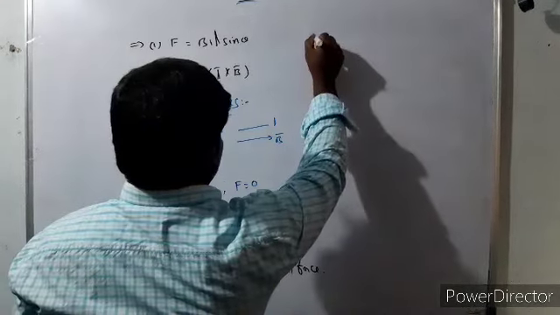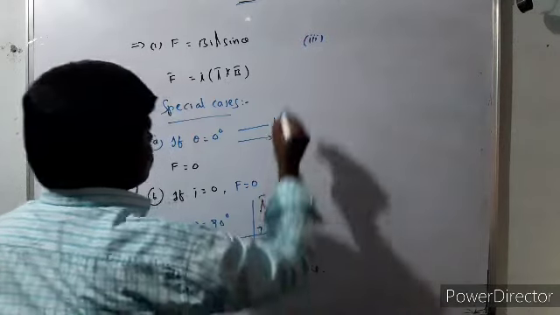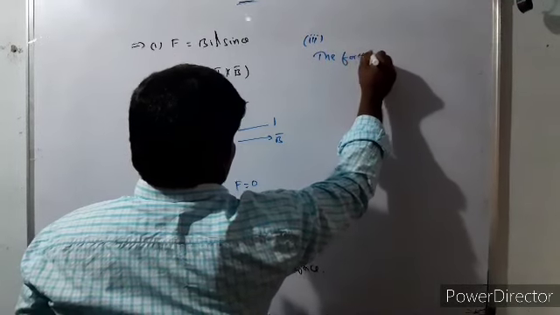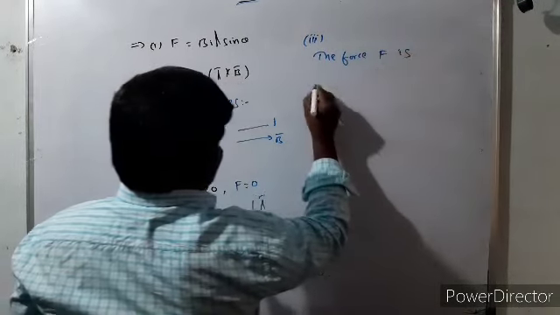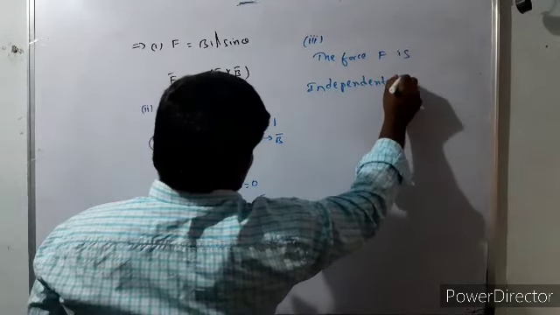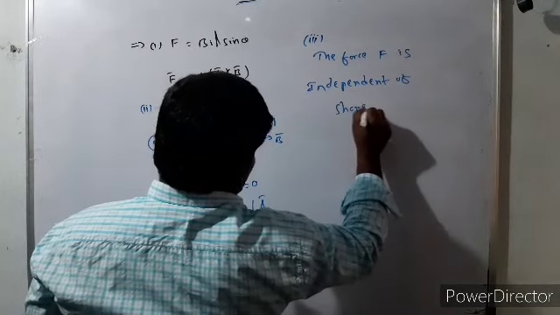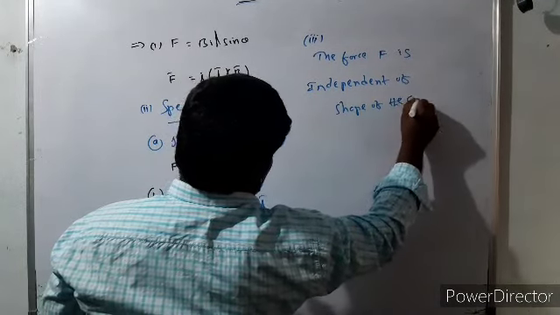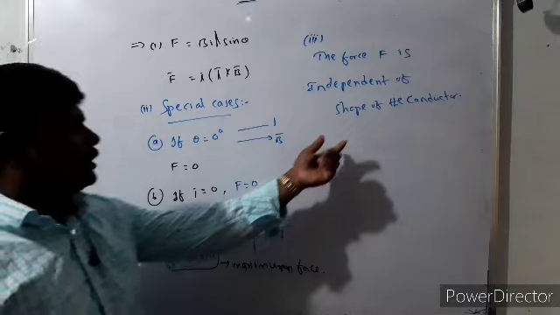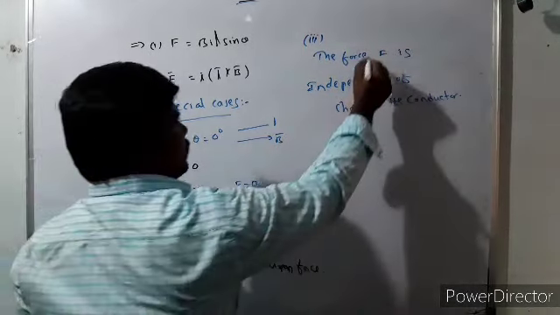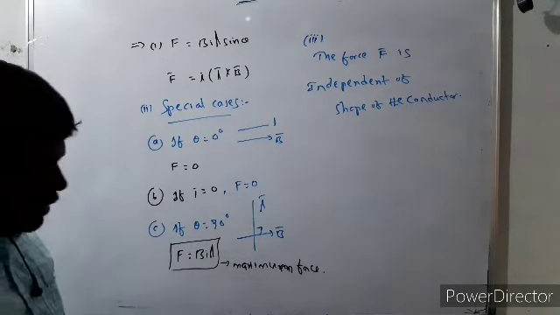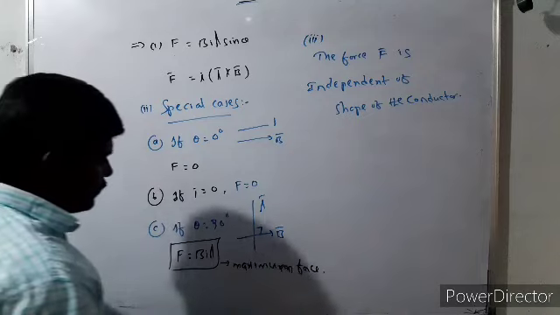Next, third point. The force F is independent of the shape of the conductor. Now we are going to discuss this point. The force F is independent of the shape of the conductor. Whatever the shape may be, the force is independent of the shape. Now these are some points regarding this.